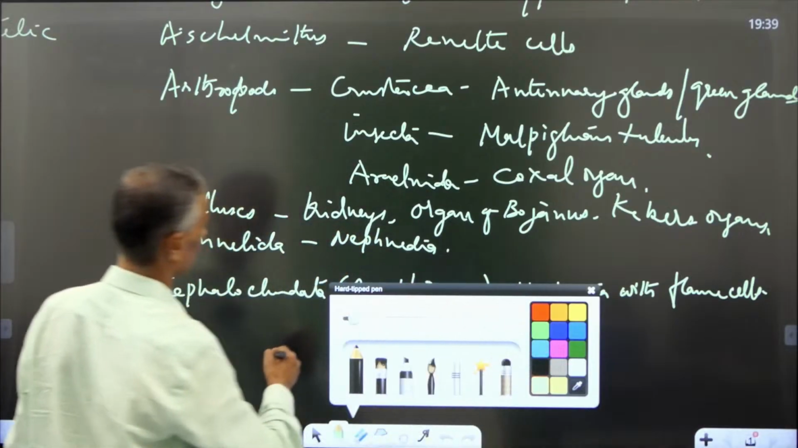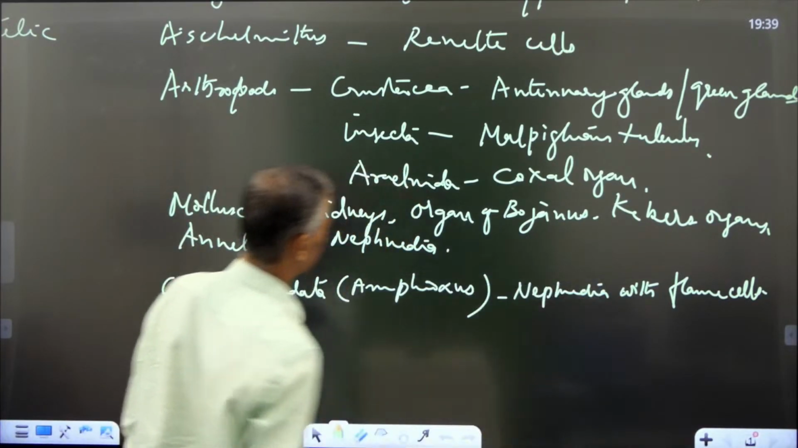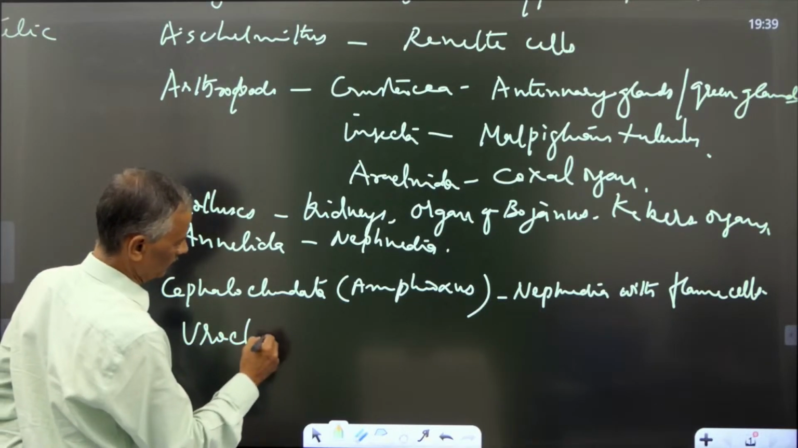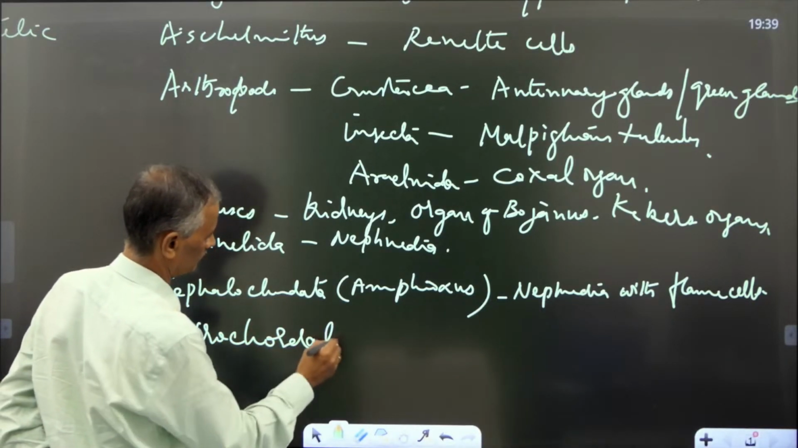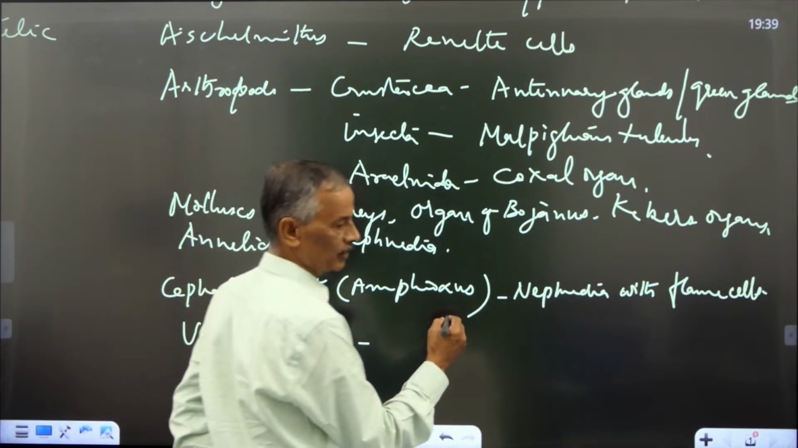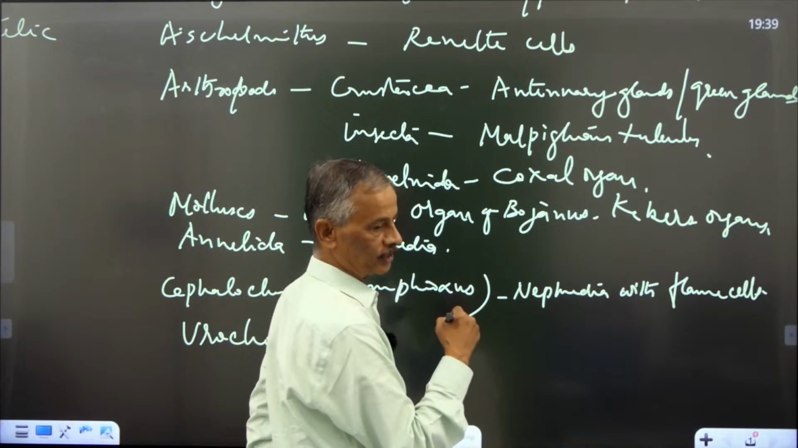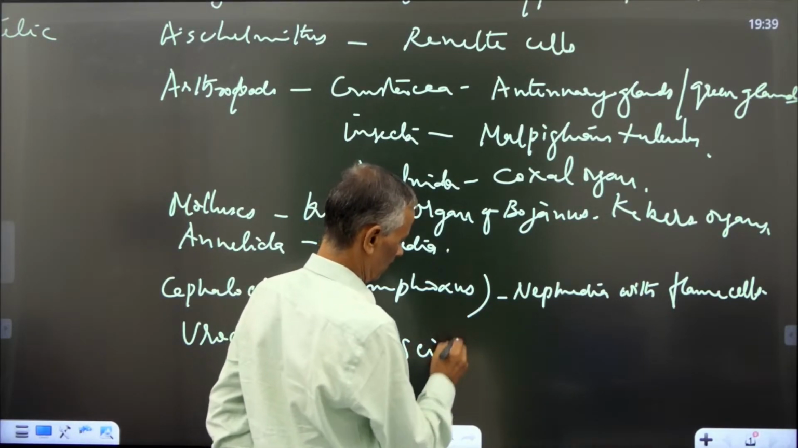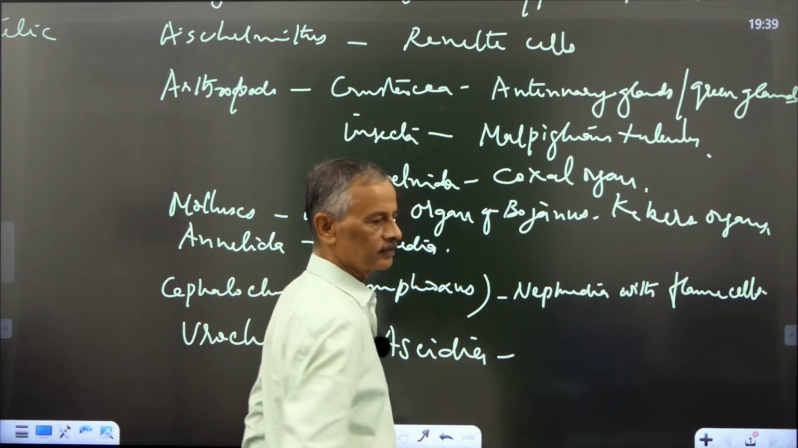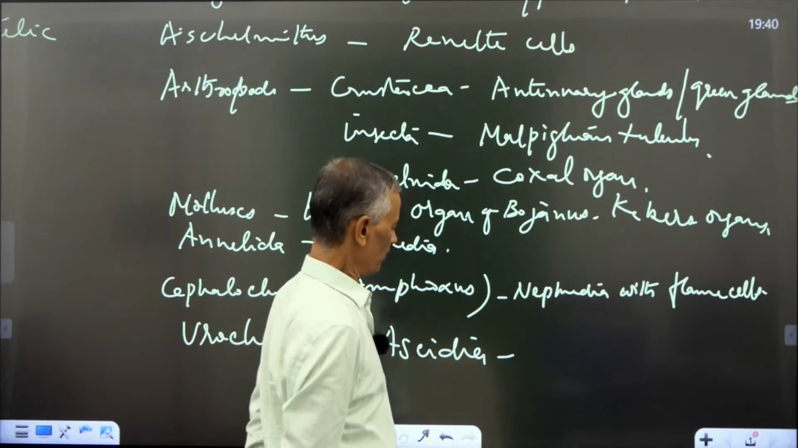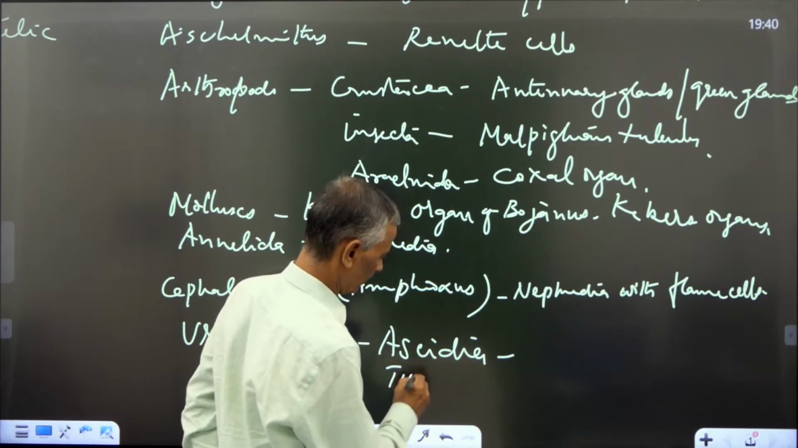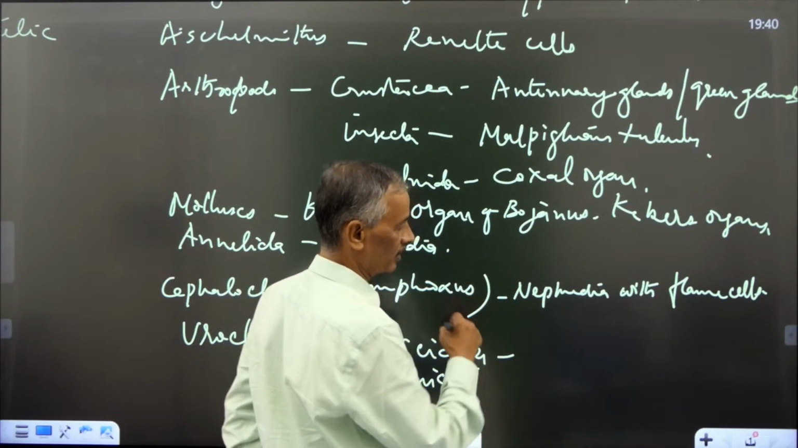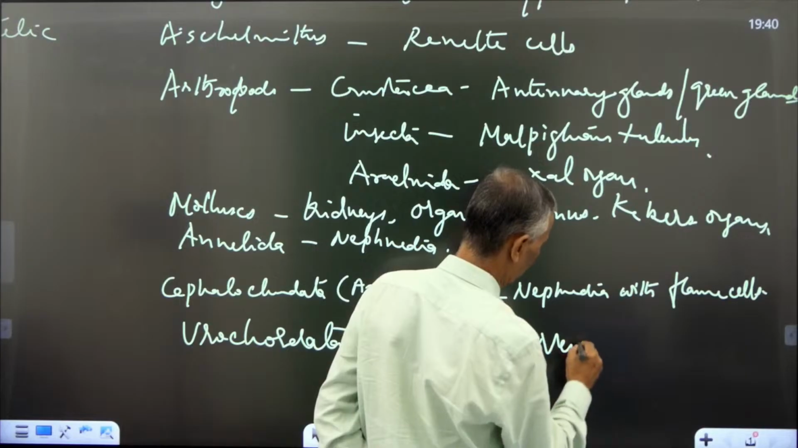Let's say in urochordata, in which ascidia, herdmania, tunicates are coming. Ascidia is a tunicate. Tunicates, you are having neural gland.